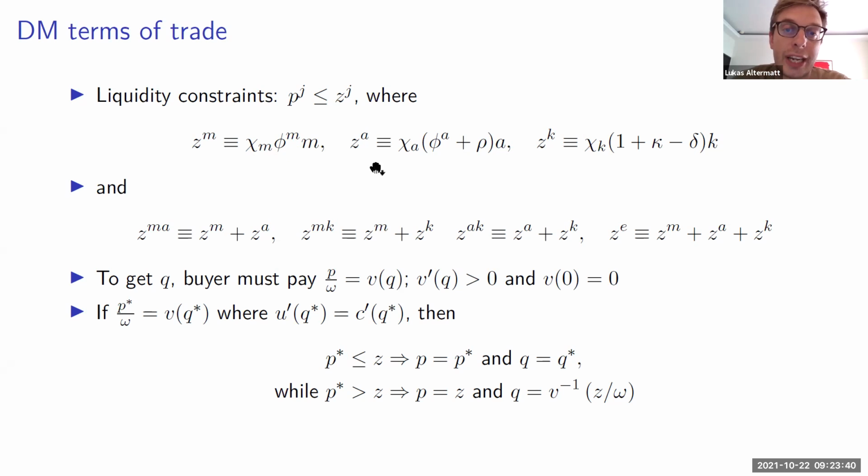The same for A, for the asset. So for the asset, it's the price of the asset in the next CM plus the dividend earned on the asset, times the asset holdings, and again multiplied by the pledgeability.